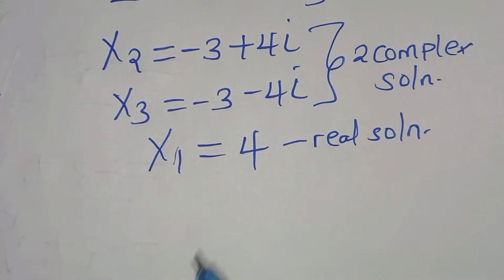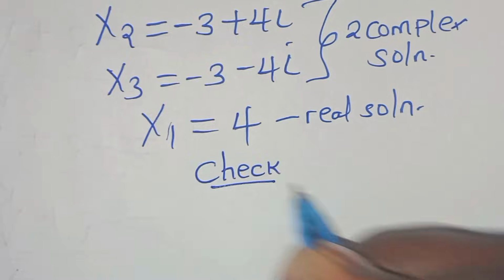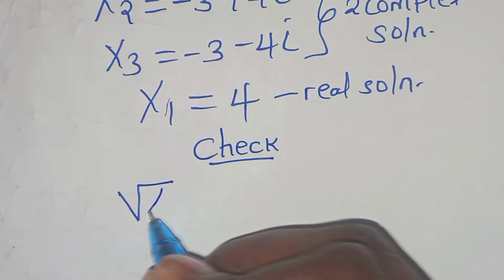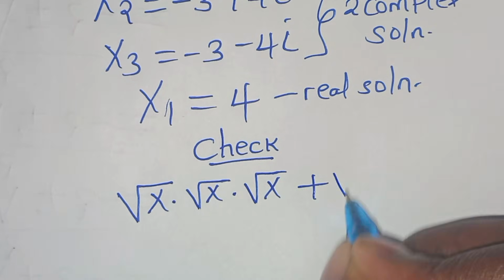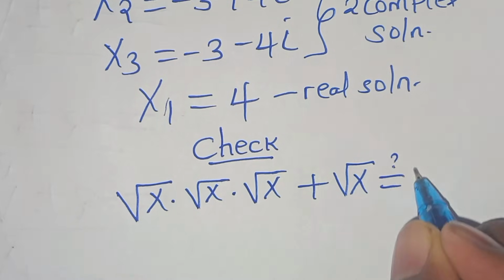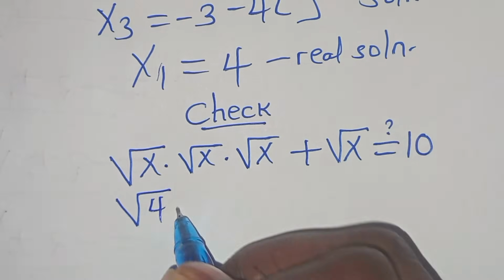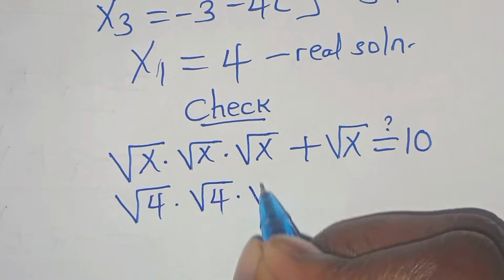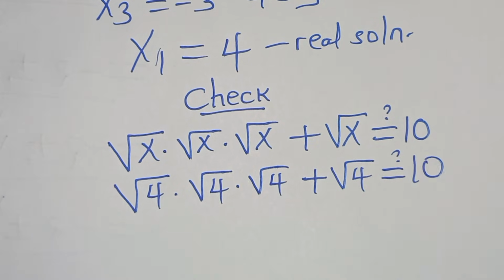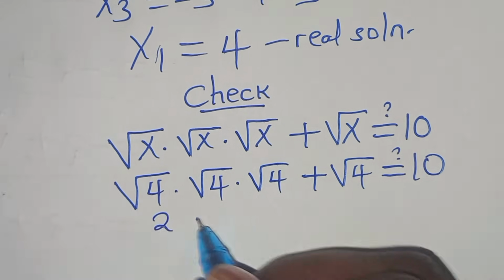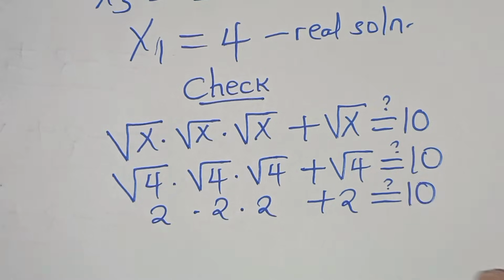The next step is to verify that this real solution here satisfies the equation. Let's check from here. Now, we have the square root of x times the square root of x times the square root of x plus the square root of x. This is supposed to give us a value of 10. So we have the square root of 4 times the square root of 4 times the square root of 4 plus the square root of 4. So the square root of 4, this is 2 times 2 times 2, then plus 2.